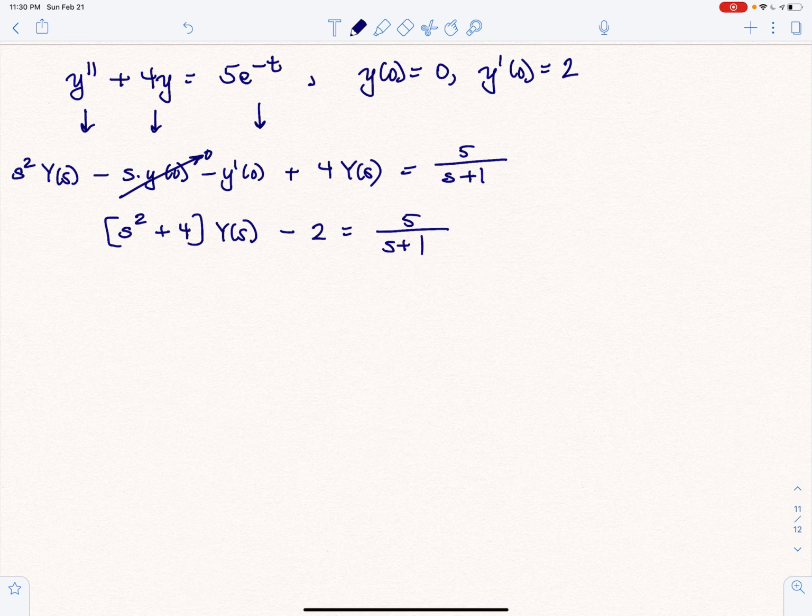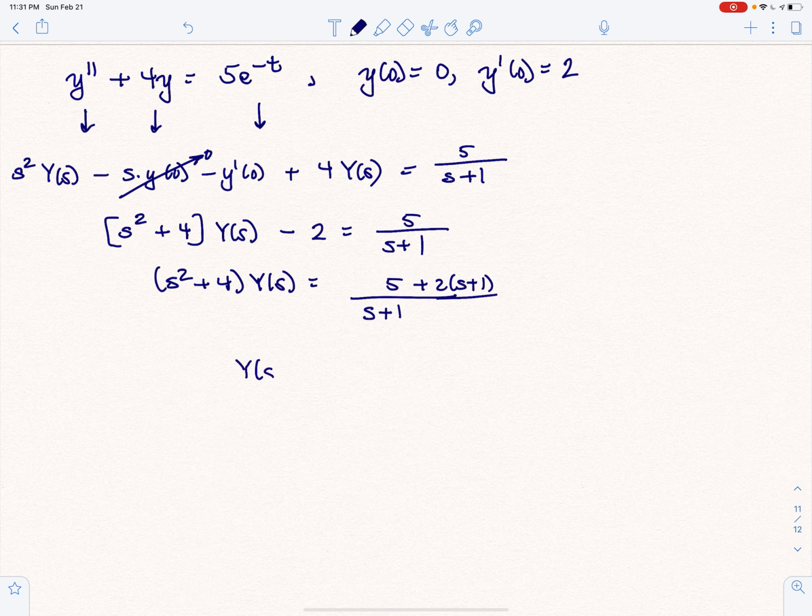Well, I'm just going to do a little bit of thinking ahead here, and I'm going to say that s squared plus 4 times Y of s is equal to, now, I am going to make a common denominator. I'm just going to write plus 2 times s plus 1, because I know that's what it's going to be. So it's 2 times s plus 1 over s plus 1, and then they combine. Because I want to be able to write Y of s as a single function. That's usually what's most helpful. So the numerator becomes 2s plus 7 over s plus 1 times s squared plus 4.